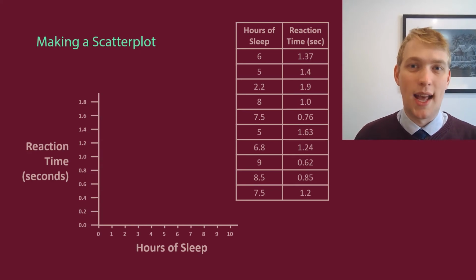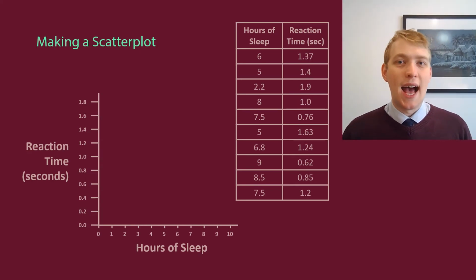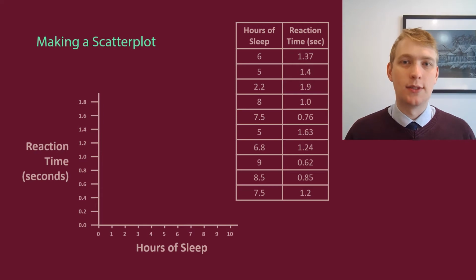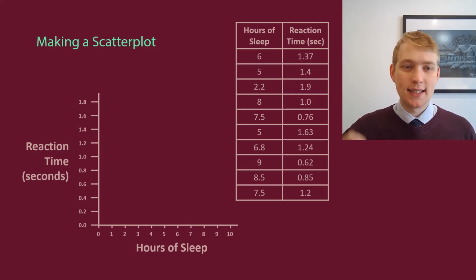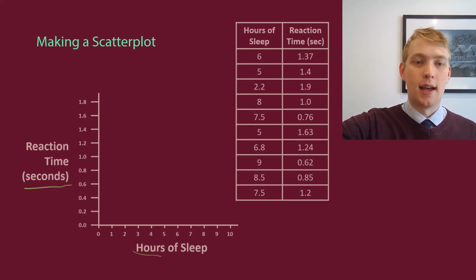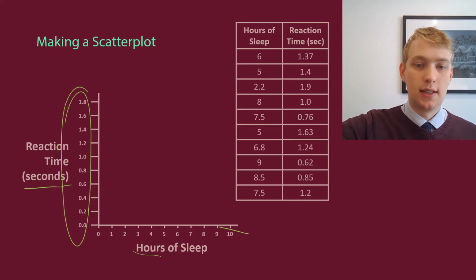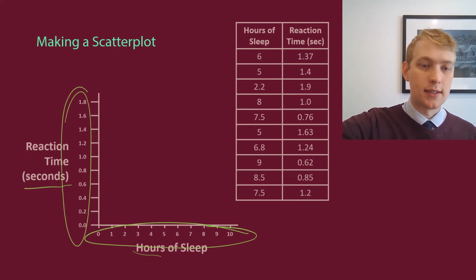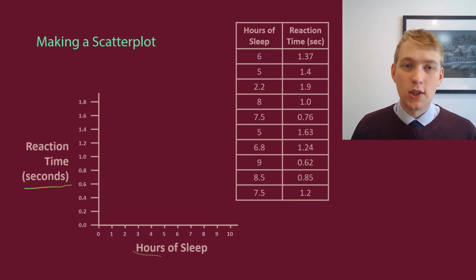So we're now going to look at how we can make a scatterplot. As with any graph that we ever use, we need to make sure we're labeling our axes. So we've labeled them, and we've also put the units of measurement on there, and we've put the actual indication of where we are on each of them. We should have a title. Our title should say the reaction time of people compared to the amount of hours of sleep they've had. But I haven't put it there just because of space.